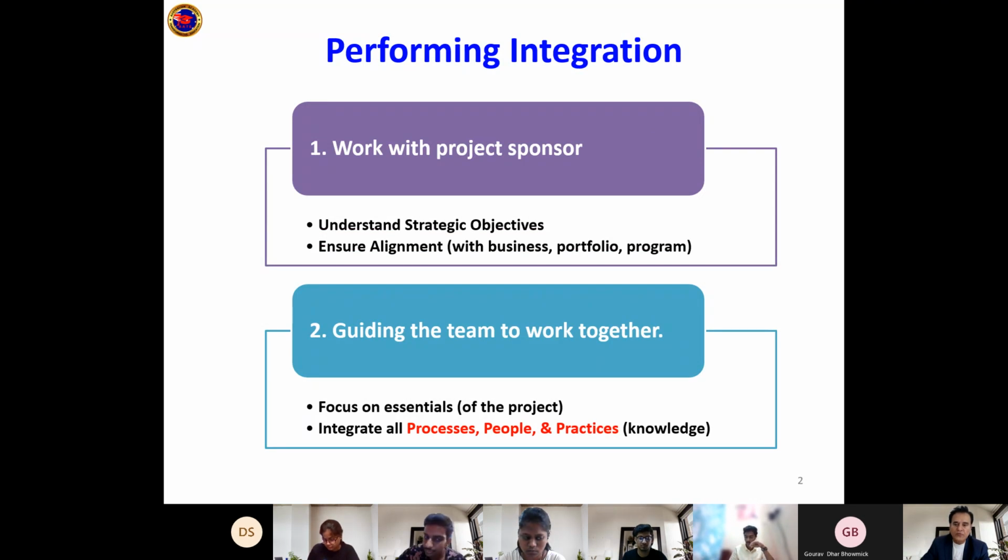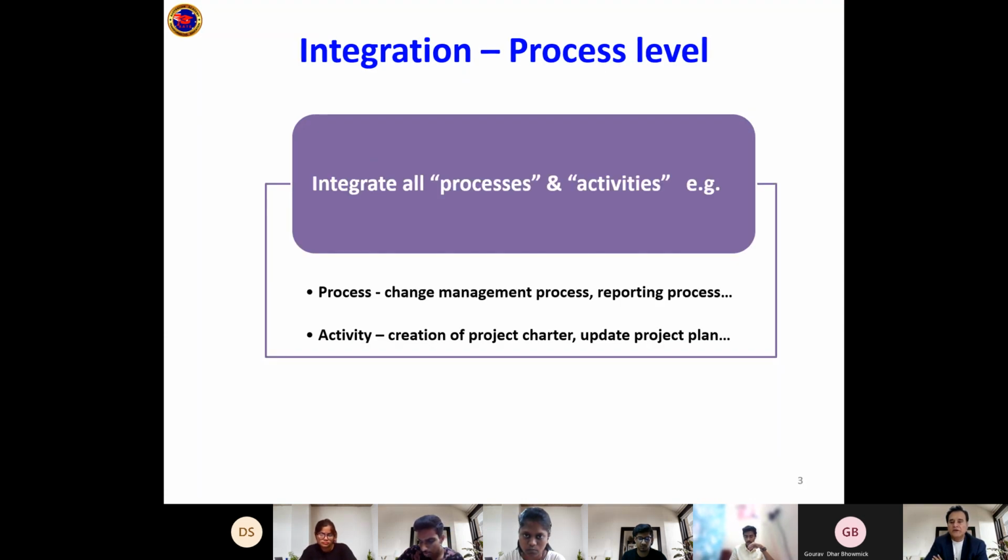The next one is, therefore, because we talked about three red things, process, people, and practice, the next three slides will be what is the process, what kind of people engagement, what kind of practice engagement. So the process engagement is basically the activities and the process that comes from the body of knowledge. So the process means a change management is a process, reporting is a process, engagement with stakeholder is a process.